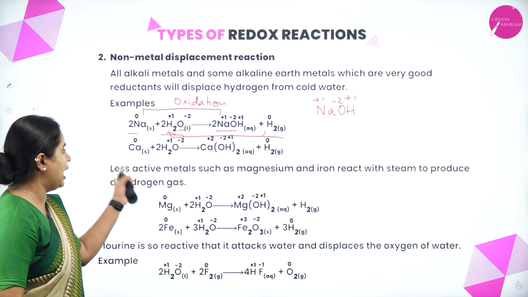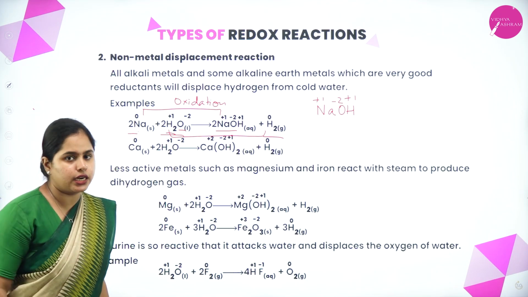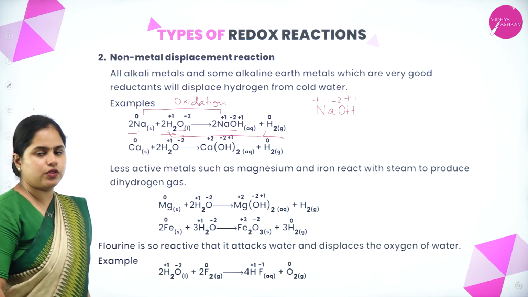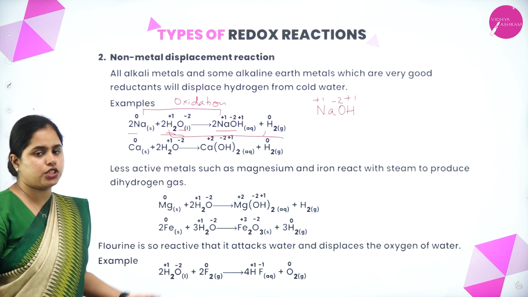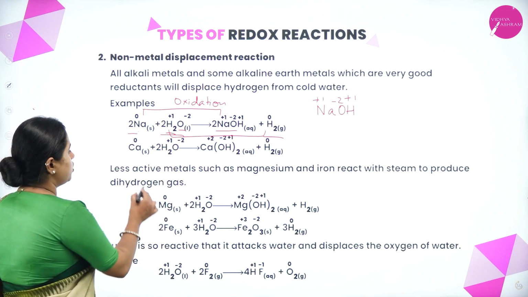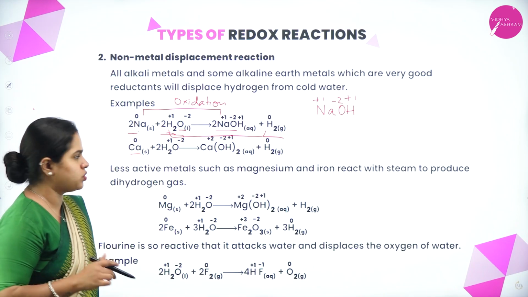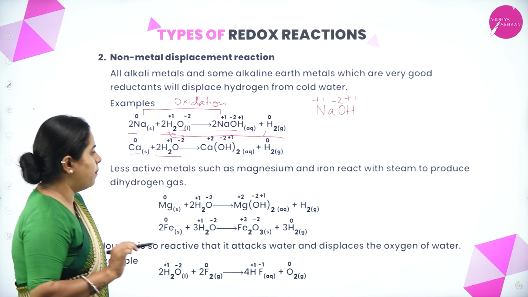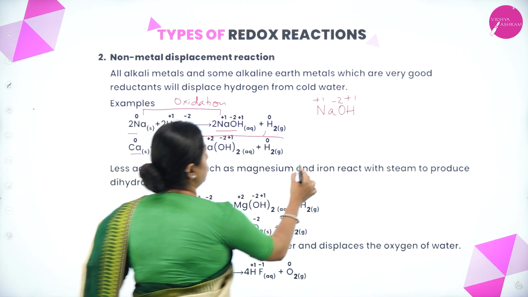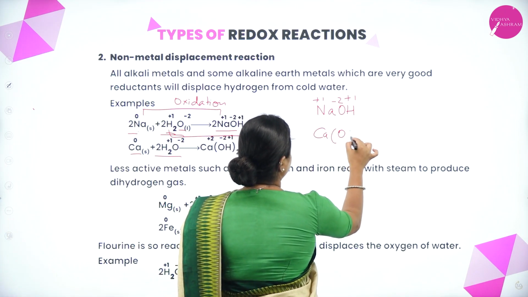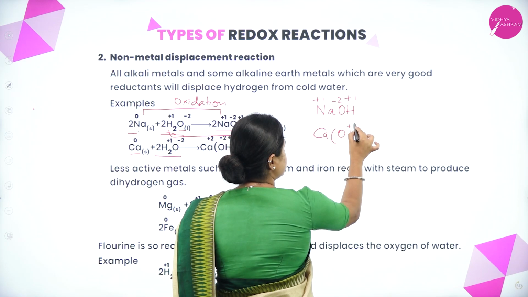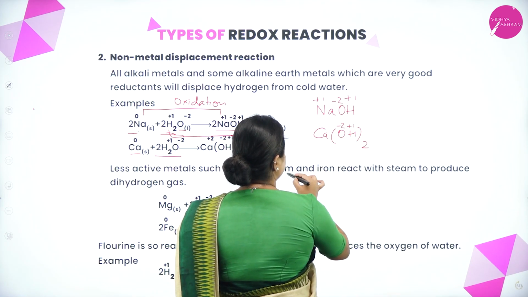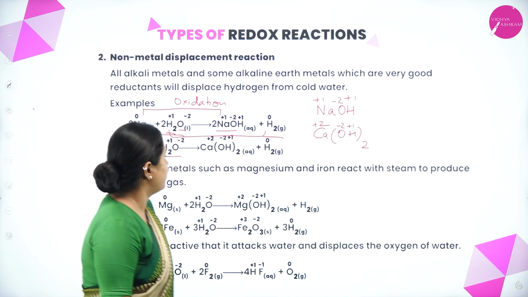Now another example, calcium also can displace hydrogen from water. So calcium reacts with water to form calcium hydroxide and hydrogen gas is liberated. Here also calcium in its elementary state is 0. Hydrogen in water is +1 and oxygen is -2. Calcium hydroxide is Ca(OH)2, right? For hydrogen it is +1, oxygen is -2, calcium will be +2, right?